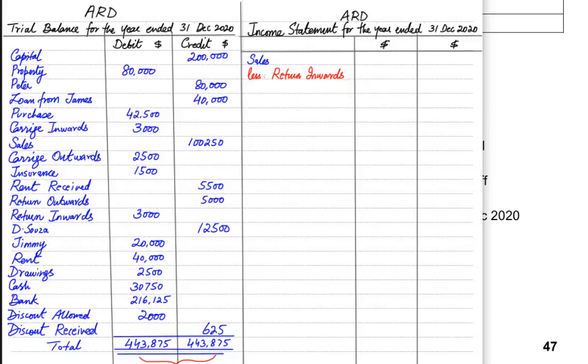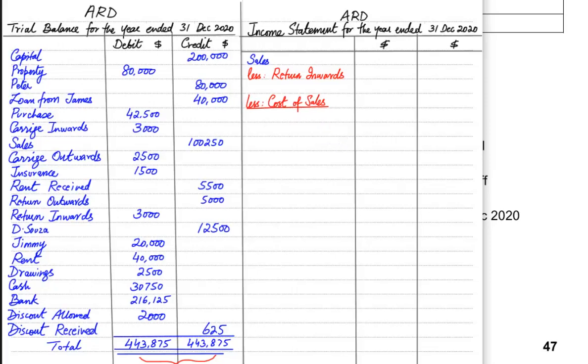Okay. Then we have cost of sales. What is cost of sales? Cost of sales is basically the amount that these goods actually cost the business. Okay. One is selling price and one is cost price. So let's suppose we are selling something for $100 and that cost the business $80. Okay. So $80 is basically cost of sales. The cost price of the goods that we have sold in a particular period.